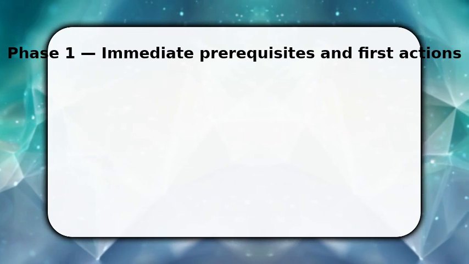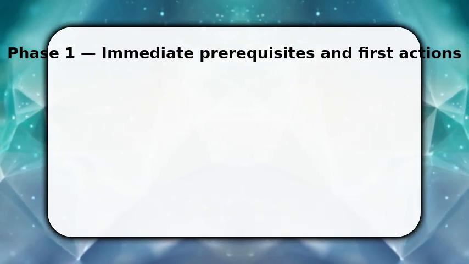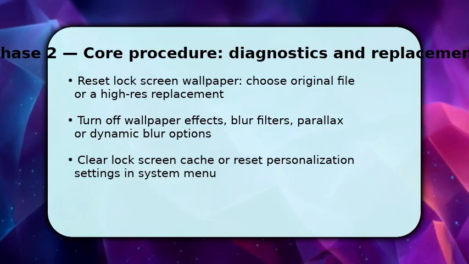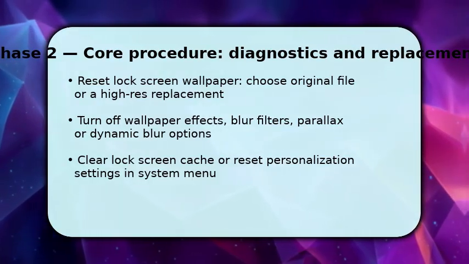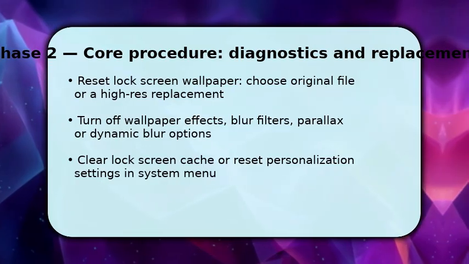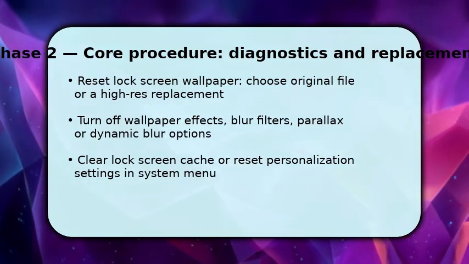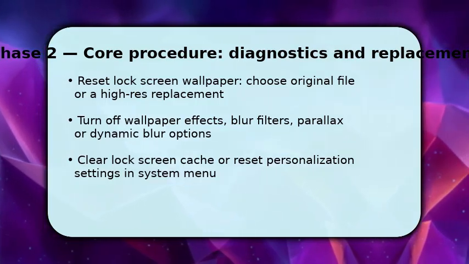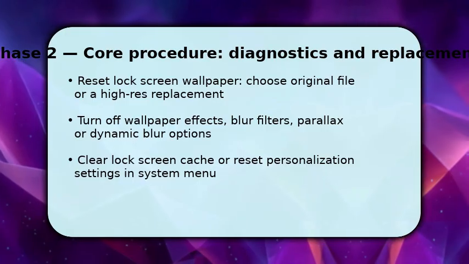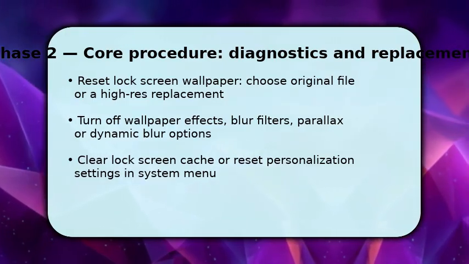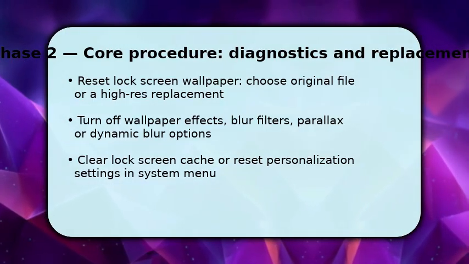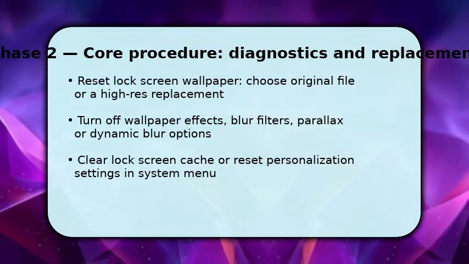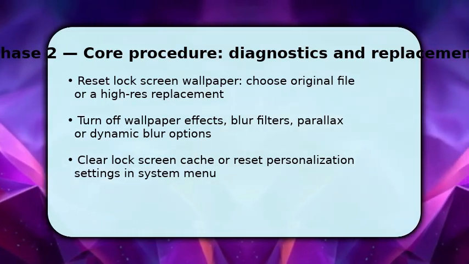Now you will focus on the settings that directly produce blur. Replace the current wallpaper with a known high-resolution image. Low-res or scaled images appear soft. Disable system blur effects, parallax, and any dynamic background processing. These are common culprits because they downscale or composite frames. Clear the lock screen cache or reset personalization data so corrupted thumbnails are rebuilt. Once done, toggle the lock screen on and off.